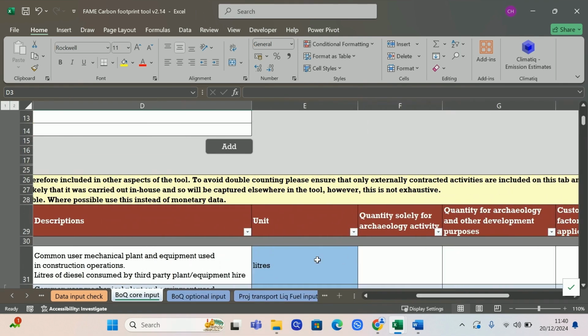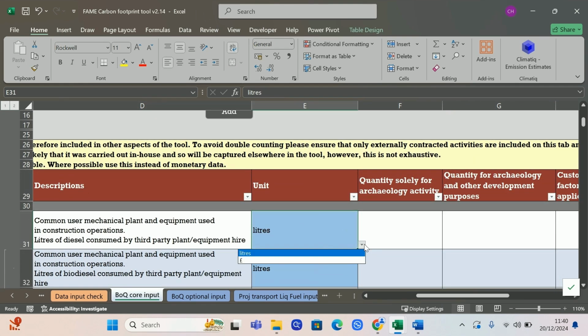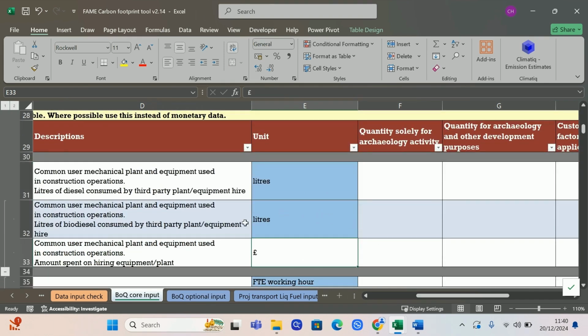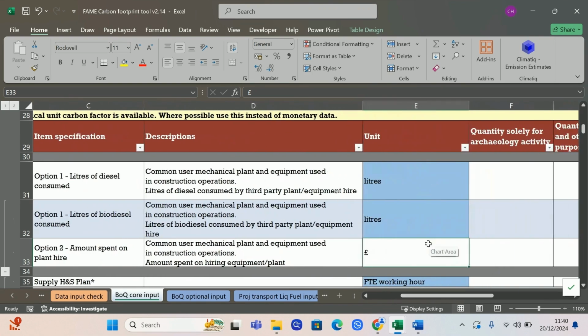If the unit cell is highlighted blue, then this indicates that there is an option for a physical unit to be input, and you should try and aim to input in physical units where possible. There are some where a physical carbon factor was not available for the activity, and so if it's not highlighted blue, then the only option is to input spend-based data.